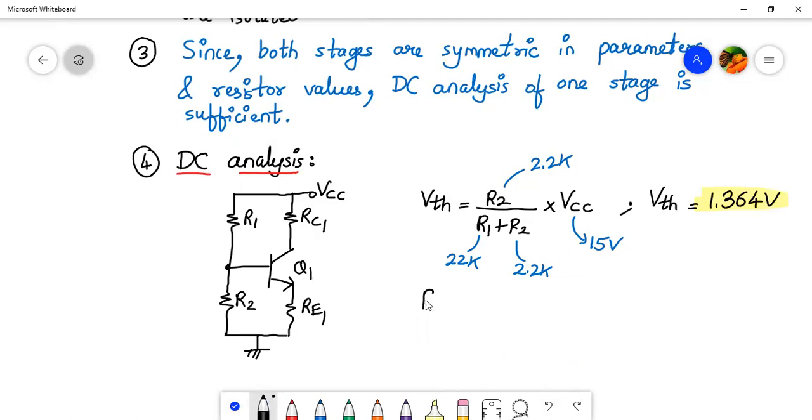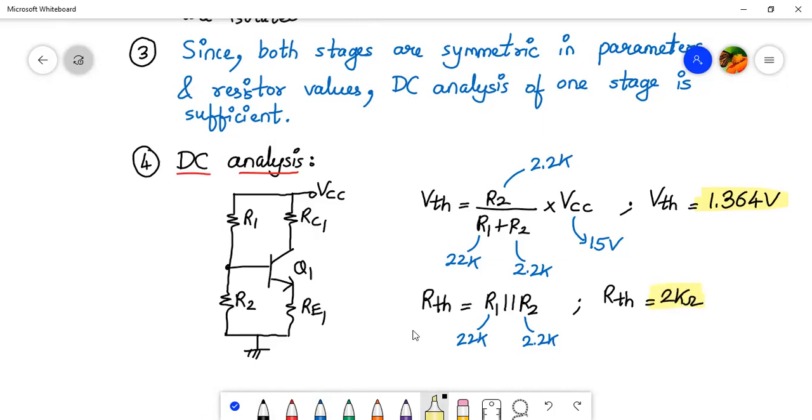Next, we have to find the value of RTH. RTH will be R1 parallel to R2. What's the value of R1 and R2? R1 value is 22K, R2 is 2.2K. If you calculate it in a calculator, the value of RTH will be 2 kilo. The value will be 2 kilo, so I am highlighting it.